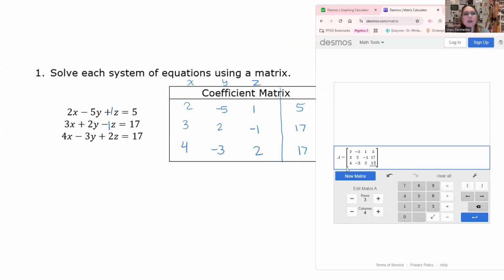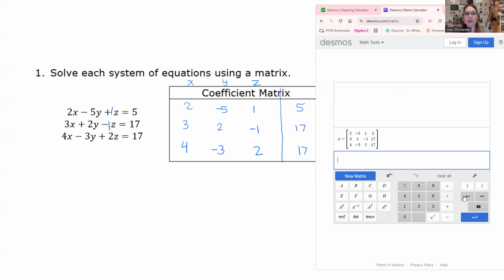Yeah. Okay, so to find my answer, I have to first establish this matrix. To establish this matrix, I have to press the enter button. It's this return button, the blue one. So now I have an official matrix A. To find the answer, what button do I press?